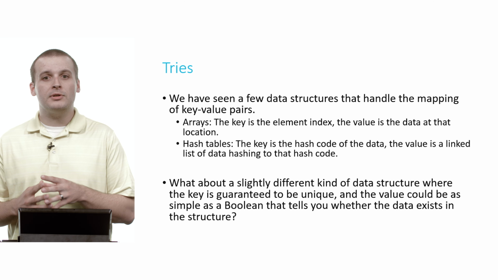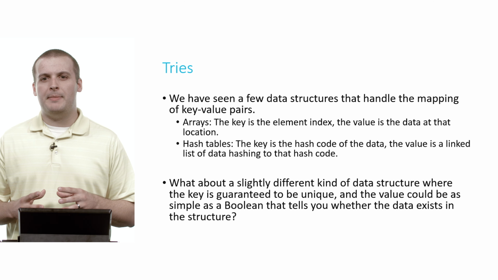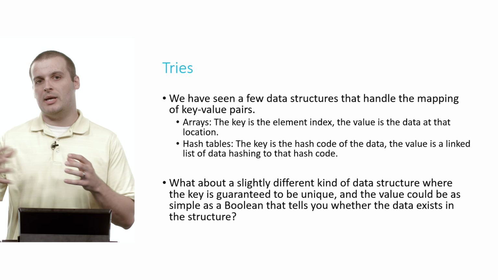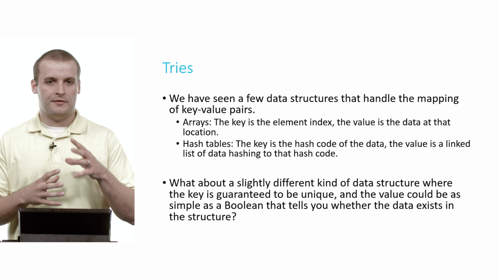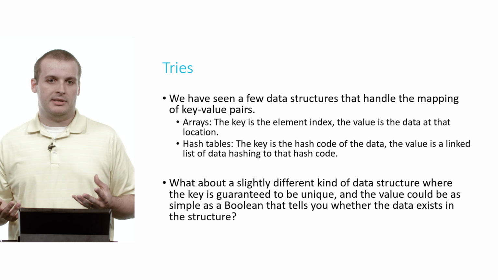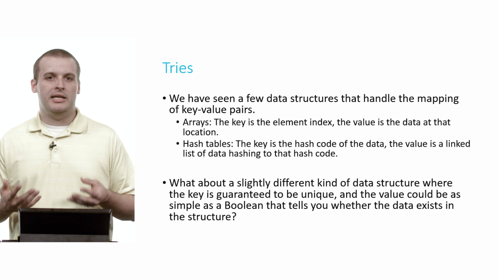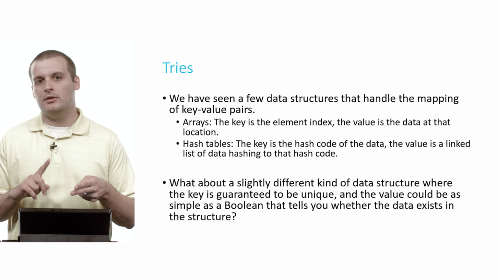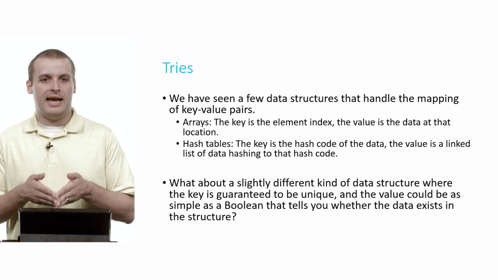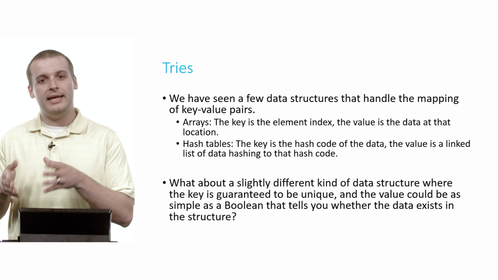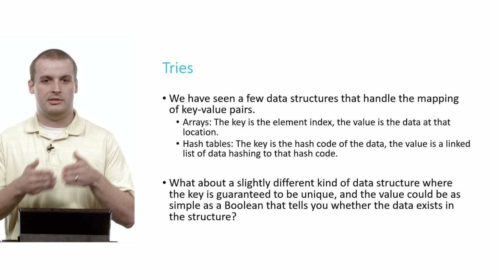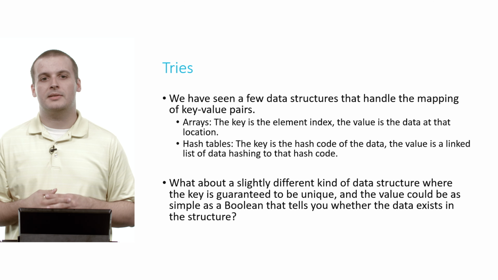So we've seen several different data structures that handle the mapping of so-called key-value pairs, mapping some piece of data to some other piece of data so we know where to find information in a structure. So for an array, for example, the key is the element index, array location 0, array location 1, and so on. And the value is the data that exists at that location. So what is stored in array 0? What is stored in array 1, versus just 0 and 1, which would be the keys.